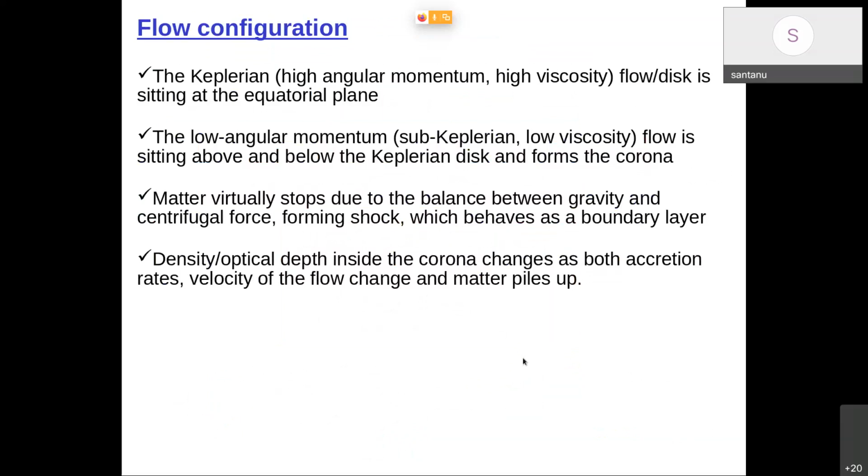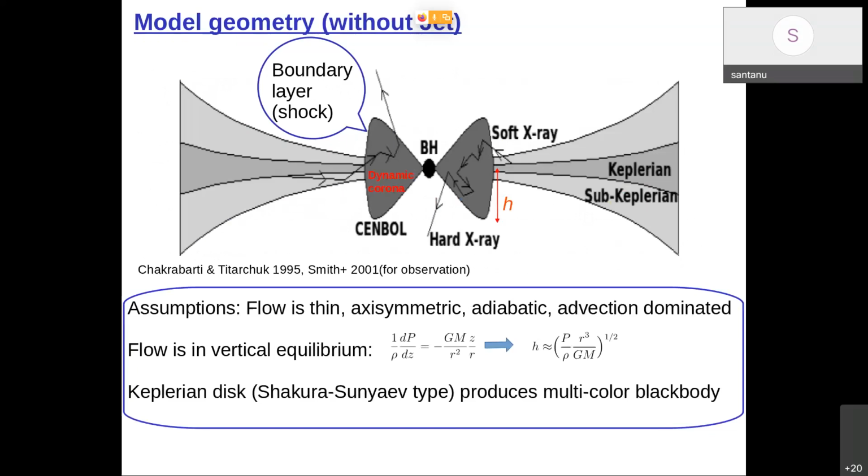So how does our flow look? The Keplerian disk is sitting at the equatorial plane. It has high angular momentum, high viscosity. Low angular momentum or sub-Keplerian flow is sitting above and below the Keplerian disk. Matter virtually stops due to the balance between two forces, forming a shock, and this shock is basically the boundary layer of the corona or the Compton cloud, which upscatters the soft photons. The density and optical depth inside the corona change as both the accretion rate and velocity of the flow change, and matter piles up in the post-shock region. Therefore, its optical depth and temperature also change.